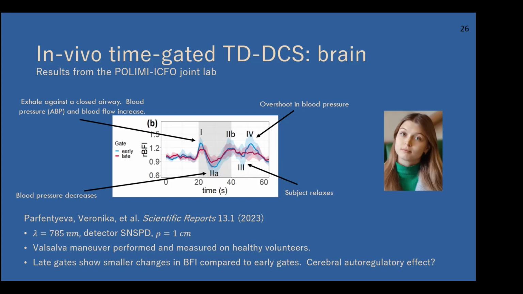What is seen here is that in the earlier gates, these ripples seem to be a lot stronger, whereas in the late gates, the ripples seem to be much weaker. And that might be an indication of a cerebral autoregulatory effect. So in a sense, this might prove that the later photons do indeed originate more from the brain than the early photons.